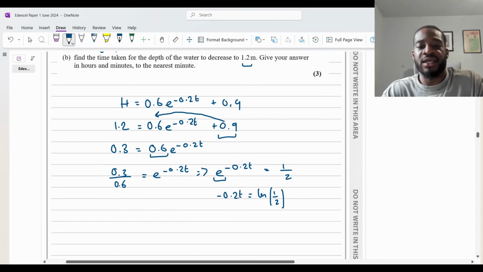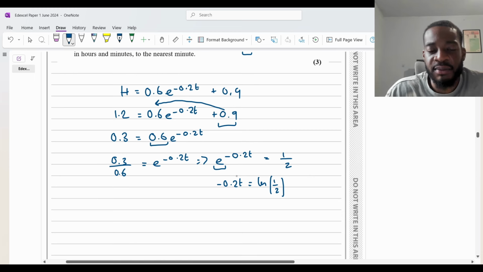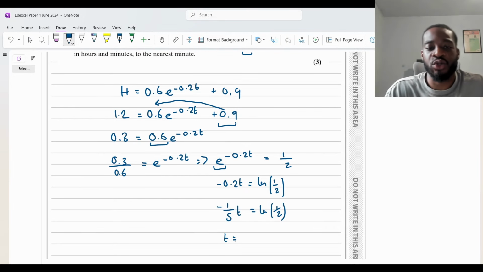And then now we can get t. To be fair, I like writing fractions. So 0.2 is a fifth. So I can write this as minus a fifth t is equal to ln of 1/2, which means now I'm just timesing it by minus 5, isn't it? But that's the same as dividing by minus 0.2, but I just like to write it as a fraction. So it's going to be minus 5 ln of 1/2. So this is our answer here.